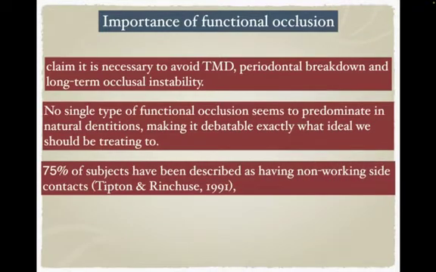And as we mentioned before, a lot of patients have a non-working side contact. Another study mentioned that 70% of the population have a non-working side contact. But before that, we said that Roth said we should not have a non-working side contact, but then it's present in the population. Why not consider this as normal? So here is the debate.